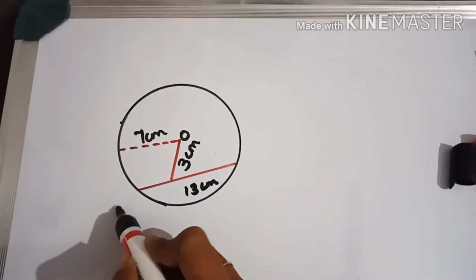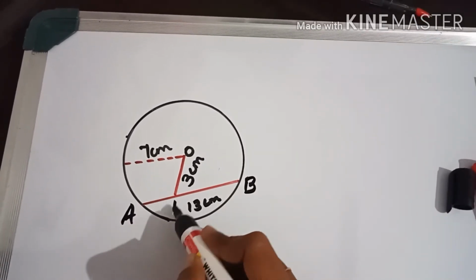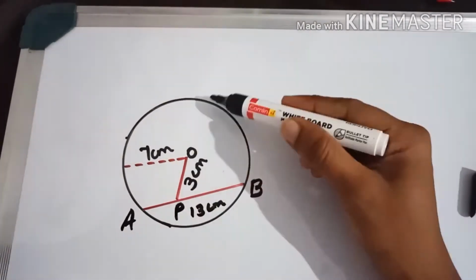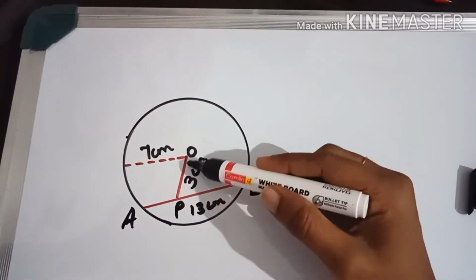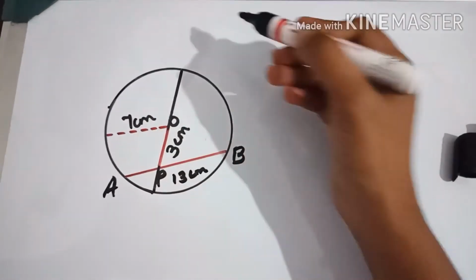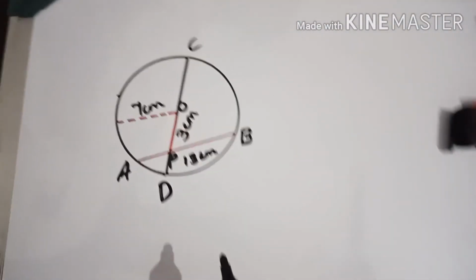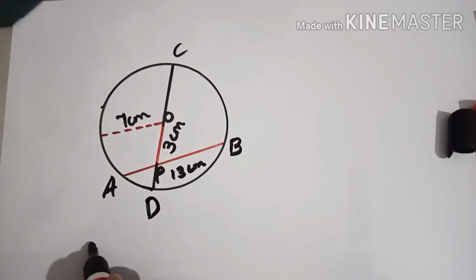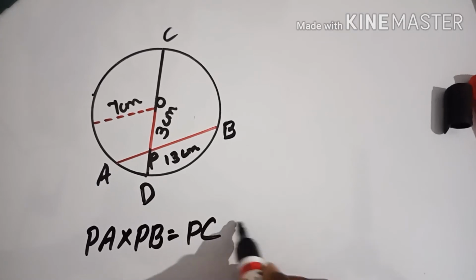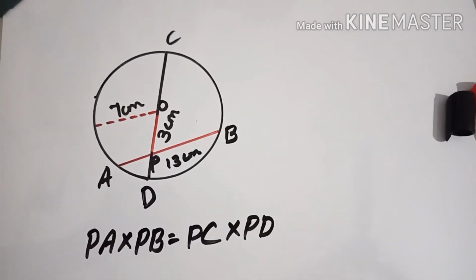We can consider this chord as AB. This as the center point O and this point as P. Same like the previous question. Let's extend this line OP to both ends. Then mark the chord as CD. Now here also we can use the concept, that is PA into PB equal to PC into PD, because these two chords intersect within the circle at the point P.